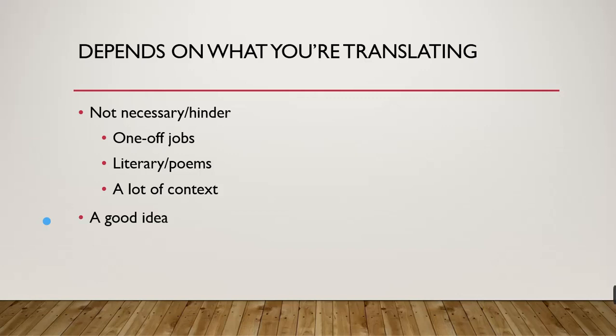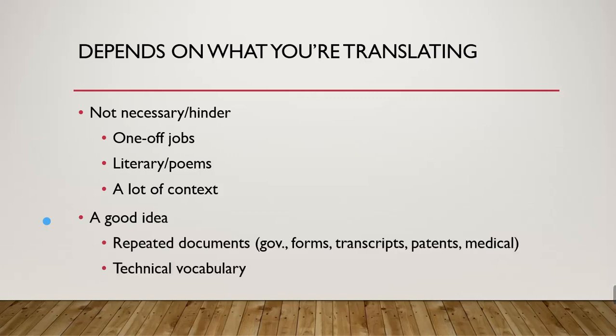It's a good idea to use a CAT tool if you have repeated documents. For example, if you're doing government forms that never change, when you do one of those forms, all you have to do the next time is take out all of the names and the personal information, and you will have the same document, and it'll go much faster.